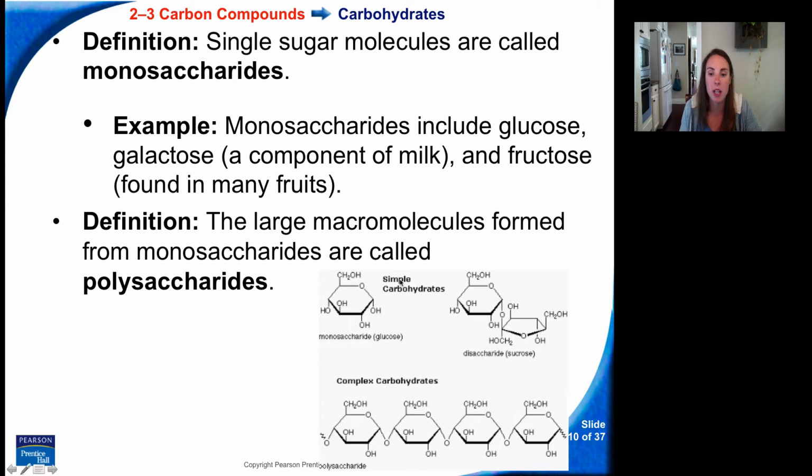So this is a monosaccharide. We have one glucose molecule. This is a polysaccharide because there are many monosaccharides joined together.